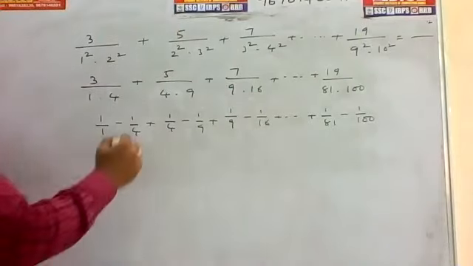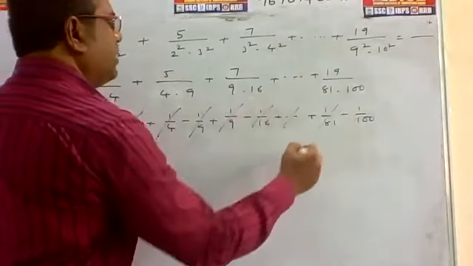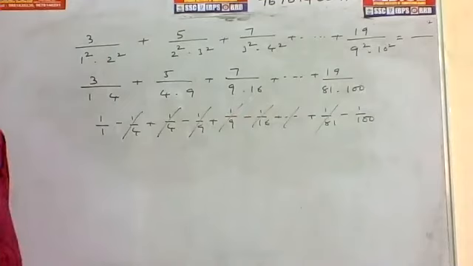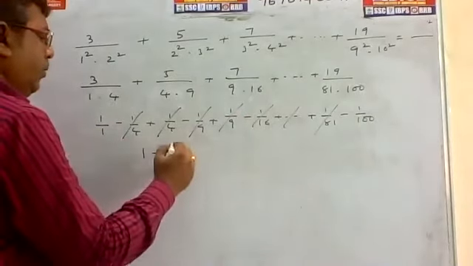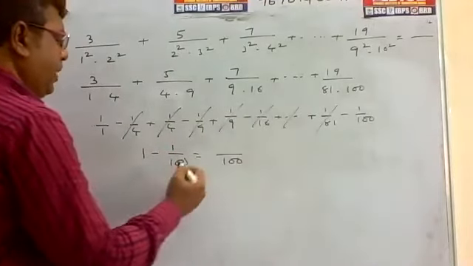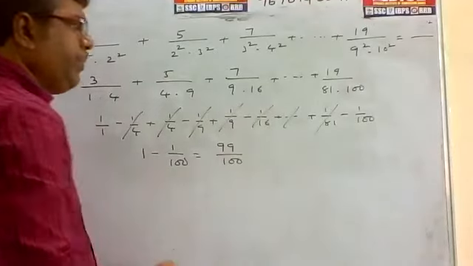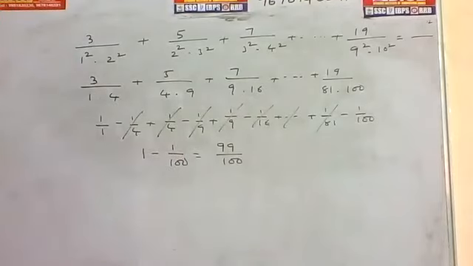Now see here. Minus 1 by 4 plus 1 by 4 cancel, and so on. First term and last term remaining. So it becomes 1 by 1, which is 1, minus 1 by 100. Take LCM as 100: 100 minus 1. So the answer is 99 by 100. That is the correct answer. Very good.